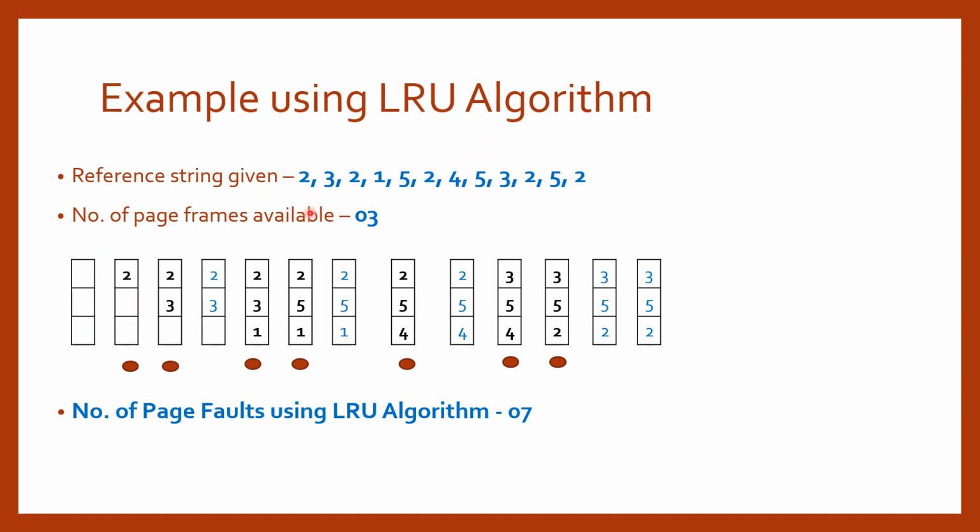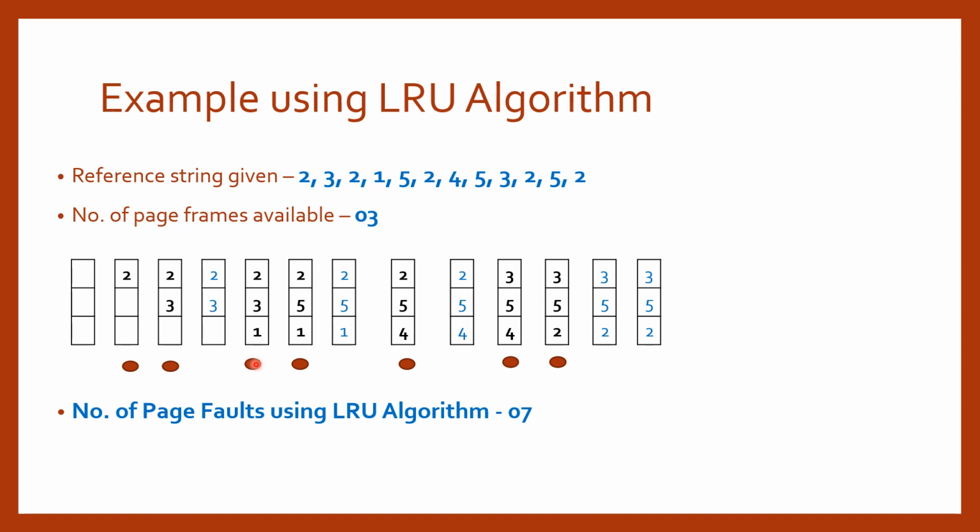Then the request comes for page number 2 and we try to load it in the RAM, and the page fault is there. Again 3, page fault is there because it is not already in the memory, so we will load it here and we'll count this as a page fault. Again the request comes for 2, so 2 is already there, so no page fault here. Again request for 1, 1 is not in the RAM, so we will load it here. Space is already there and we will count it as a page fault.